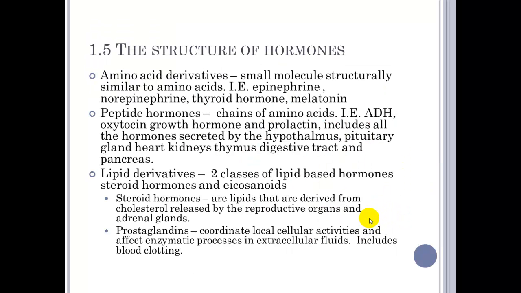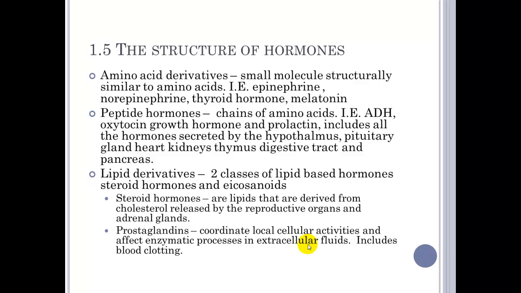Structure of hormones. There are amino acid derivatives as far as hormones go, small molecular structure similar to amino acids, and examples of these are going to be epinephrine, norepinephrine, thyroid hormone, and melatonin. And then we have peptide hormones, chains of amino acids, and examples of these are going to be ADH, oxytocin, growth hormone, prolactin, includes all the hormones secreted by the hypothalamus, pituitary gland, heart, kidneys, thymus, digestive tract, and pancreas. All of those are peptide hormones or protein chains.